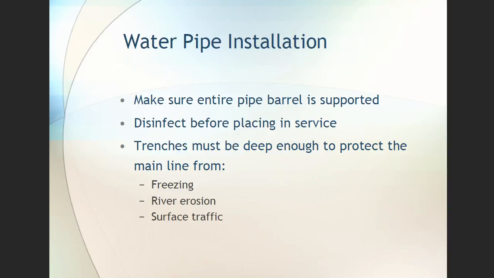Trenches must be deep enough to protect the main line from freezing, river erosion, and surface traffic. And again, these lines normally, when you're talking about these size lines, are going to be inspected. And so certainly if it's going in a roadway, it's going to have a different spec than if it's off on a right-of-way where there's no traffic. But certainly river erosion and any kind of subterranean movement with dirt and water and all that kind of thing is a huge concern.